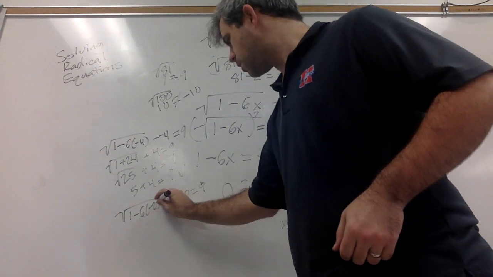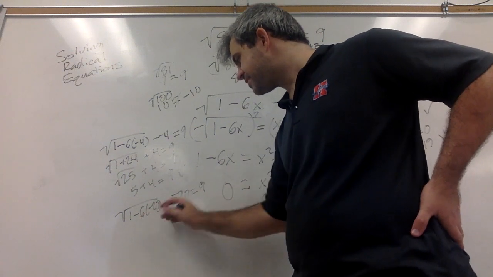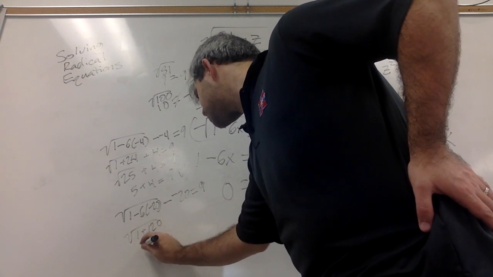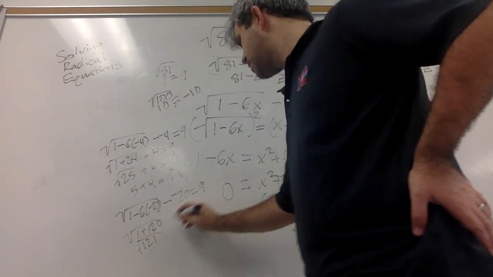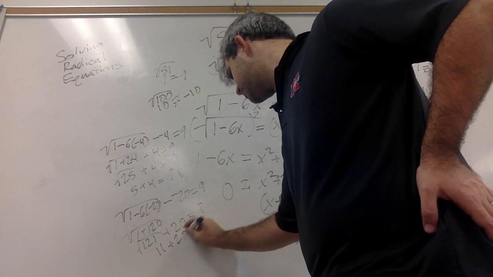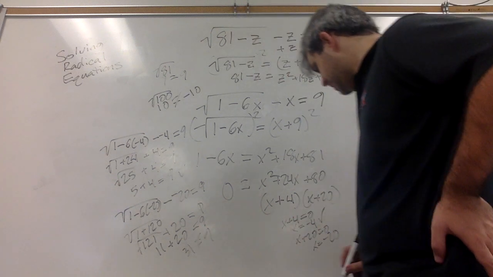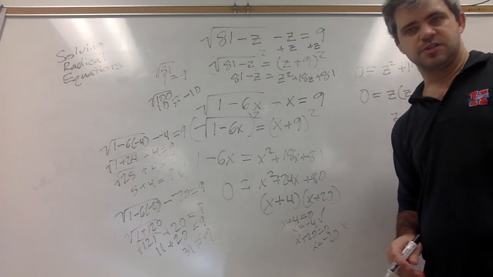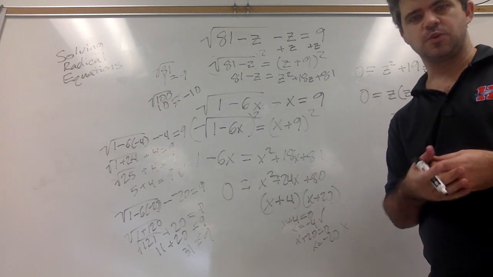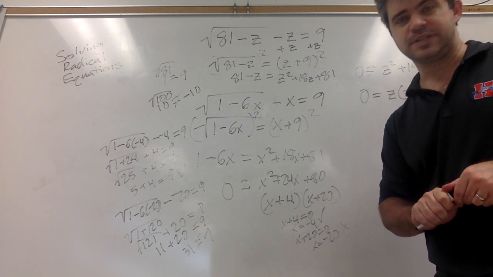Okay, so negative 6 times negative 20 is 120. So we get 121 plus 20 equals 9. This looks not valid to me. So 31 doesn't equal 9. So this is an invalid solution. Again, I did all that by hand. You could just shove that in a calculator and check it real fast. But the key is you need to check because one of the solutions is probably not going to be valid.